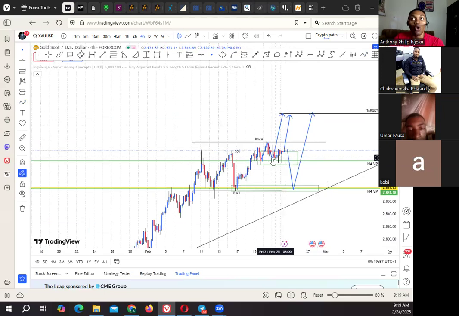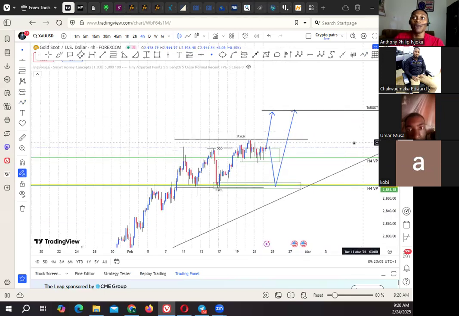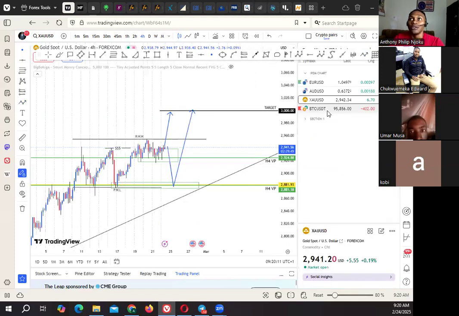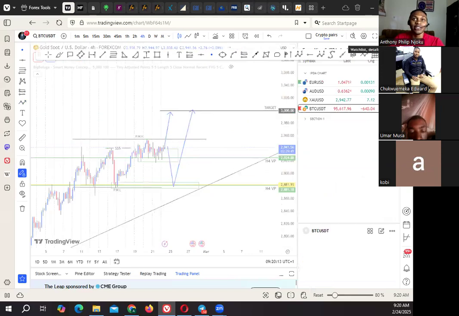That is what we expect. My bias for gold right now is 3,000, or a little pullback towards the demand zone. If it comes back, this is a massive discount level, and we can then take the buy from here. Then the last on the list is BTC USDT.